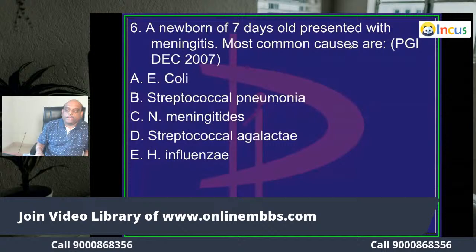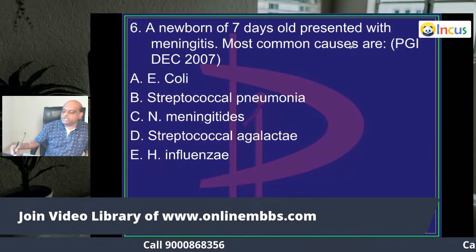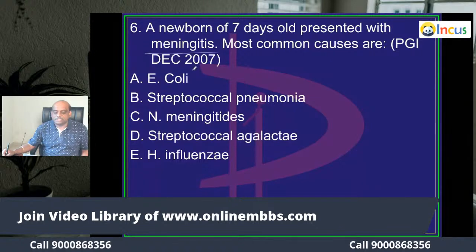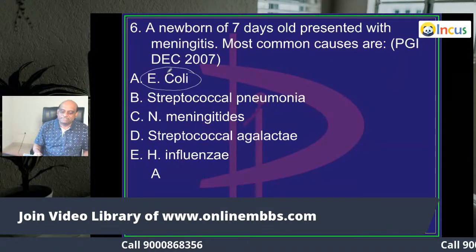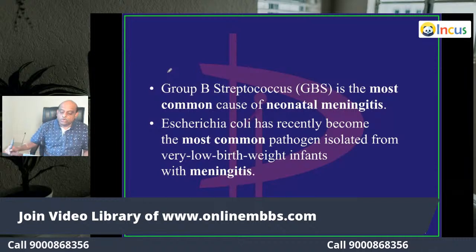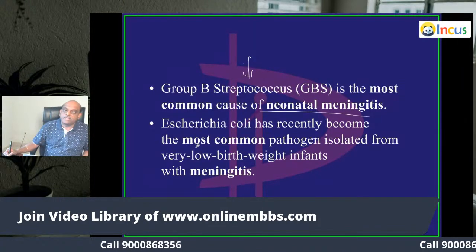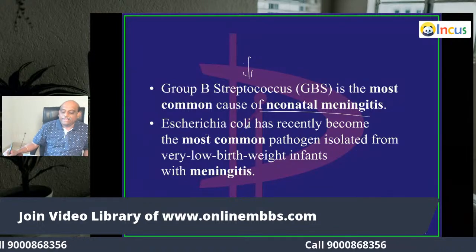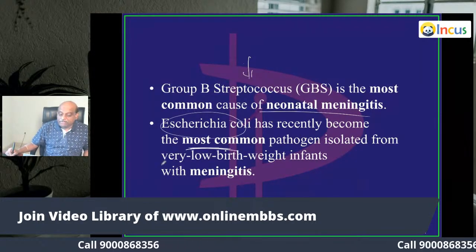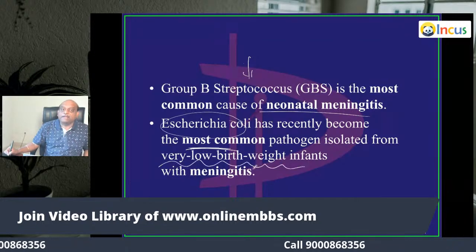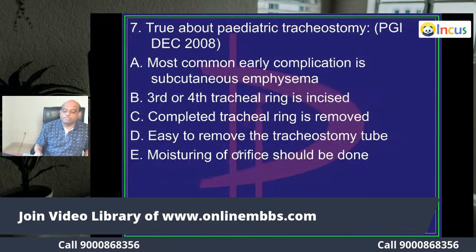Now, doctor, a newborn of 7 days old presented with meningitis. What is the most common cause? E. coli. So group B Streptococcus is the most common cause of neonatal meningitis. But recently, E. coli has become the most common pathogen, especially in very low birth weight infants who get meningitis, is what you need to remember.